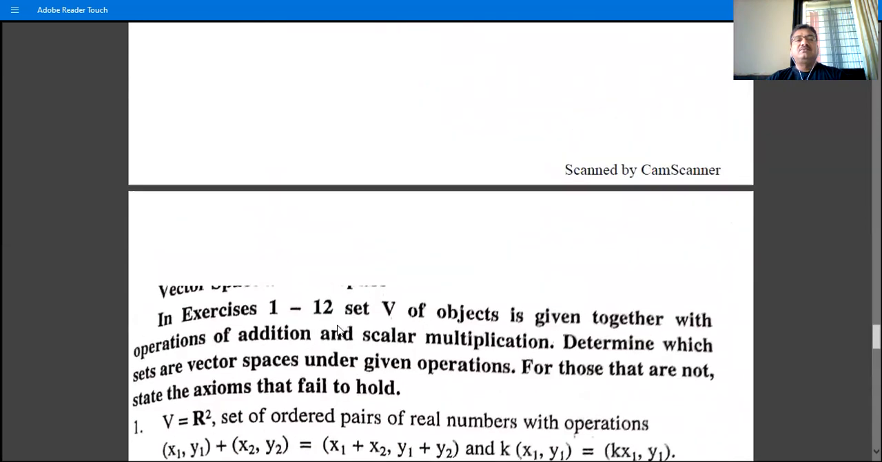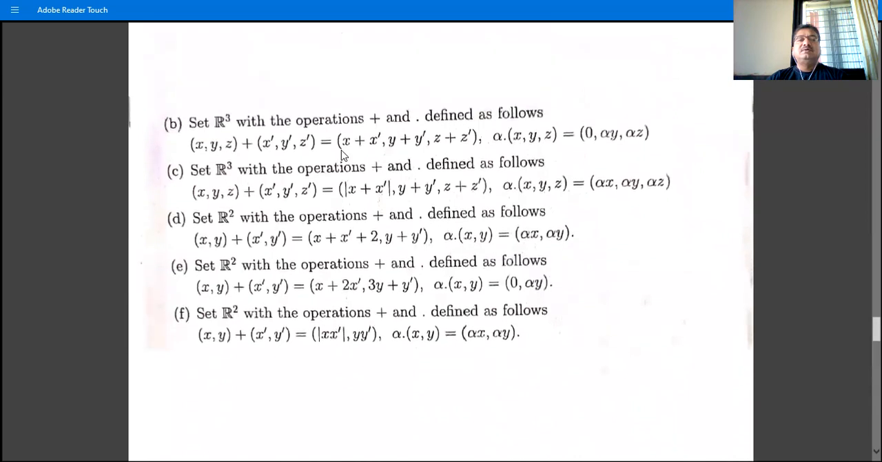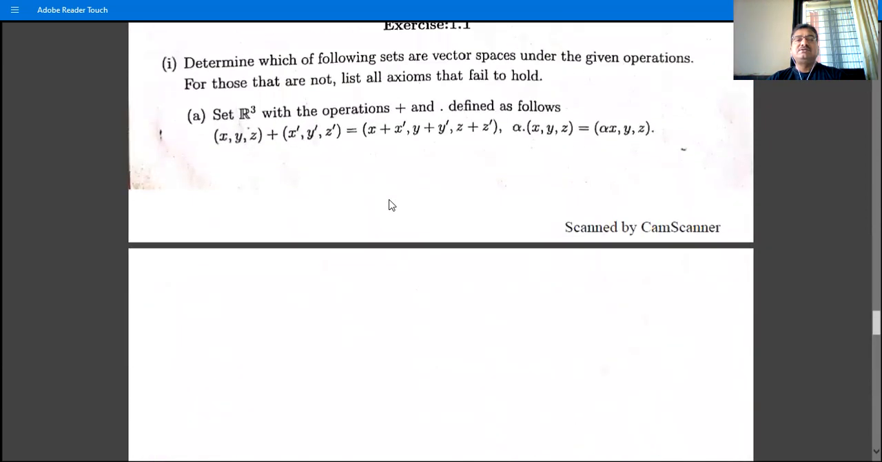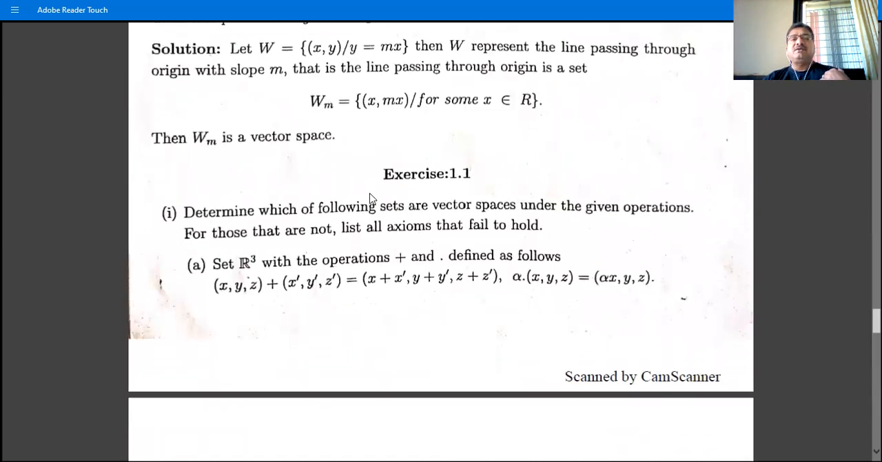So solve all these examples. These are also examples from the vector space chapter, depending on vector space. So we have to write the answer of all these exercise problems. So this is about the vector space, that is, when the set is a vector space and when the set is not a vector space. So now in the next lecture, we have to see the subspace. We'll discuss the topic subspace in the next lecture.